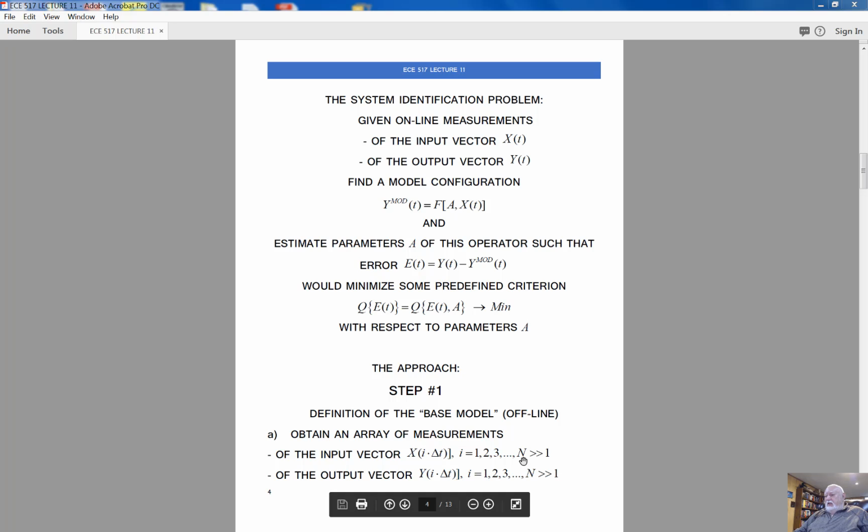Now, the total number of measurement points should be large, much greater than 1. I wouldn't be surprised if we will be working with 1,000 points. Could be more. The same is true about the output vector. It is discretized in time. i is the discrete time index. And of course, values of x and y should be taken synchronously for i equal 1, for i equal 2, and so on and so forth.